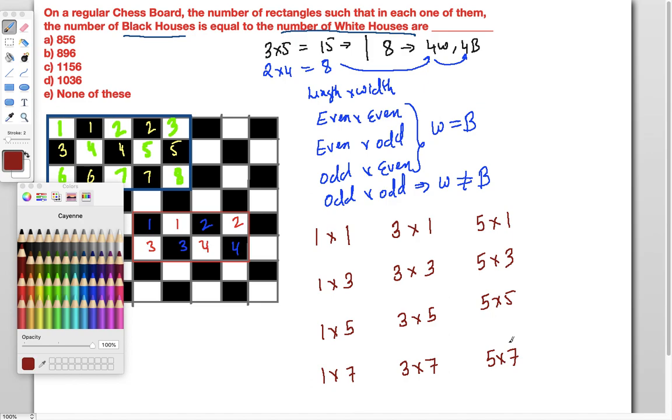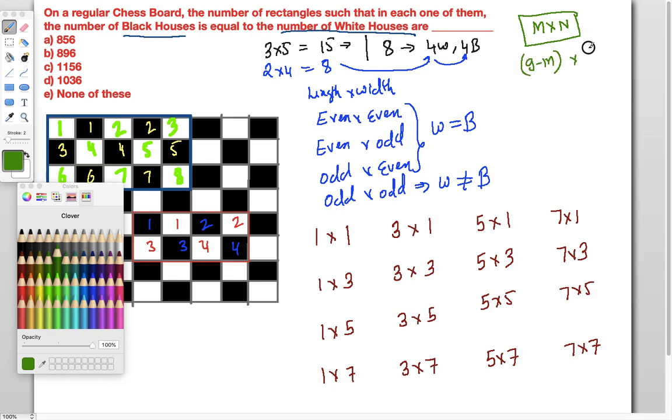I'll come to the shortcut later on. Let's say next one I can say that is 7 into 1, then 7 into 3, 7 into 5 and 7 into 7. Now in any chessboard, in a standard chessboard like this, to find the number of rectangles of any particular dimensions, it will always be equal to (9 minus x) into (9 minus y). So if I need to find the number of rectangles of dimensions m into n in a standard chessboard, it is always equal to (9 minus m) into (9 minus n). Okay.